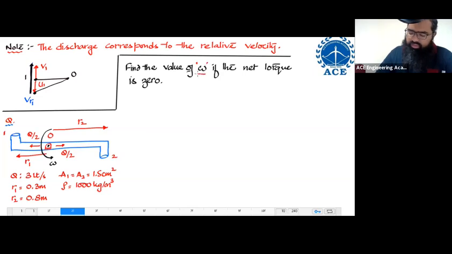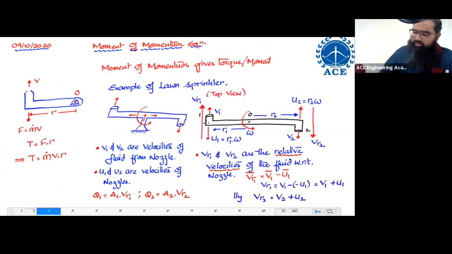This kind of question can appear in your GATE examination. It is worth 2 marks. Now to solve this question, I'm going to take 3 steps. Very simple. The first step is to draw the diagram of velocities.